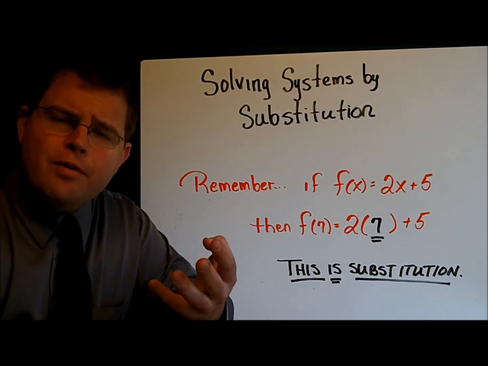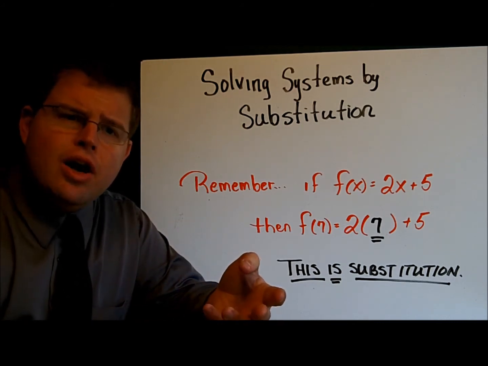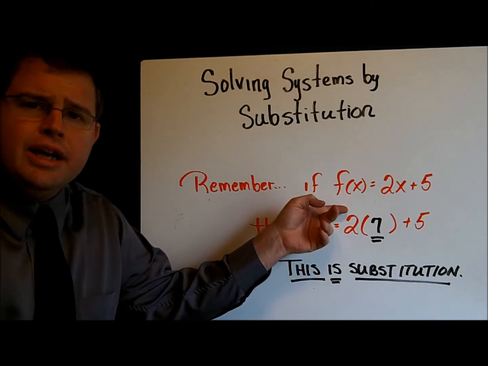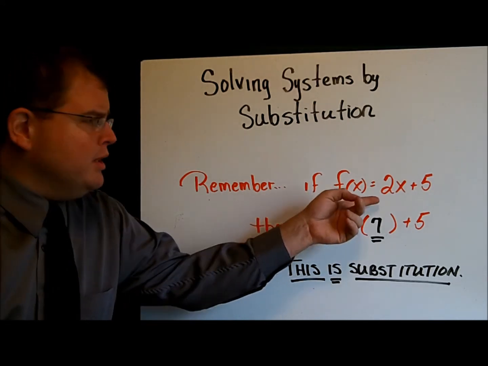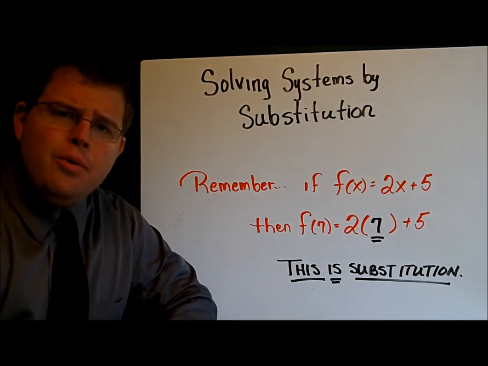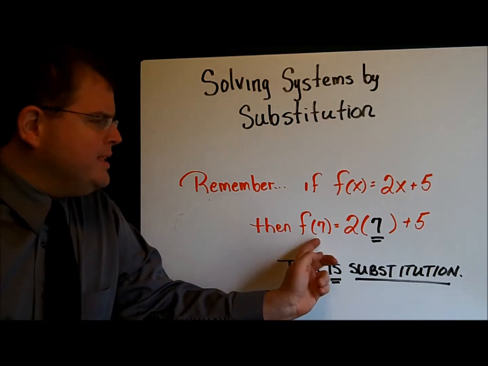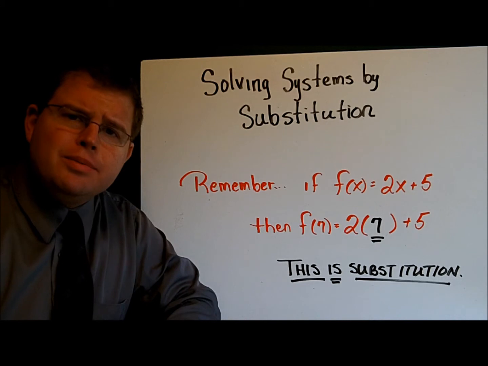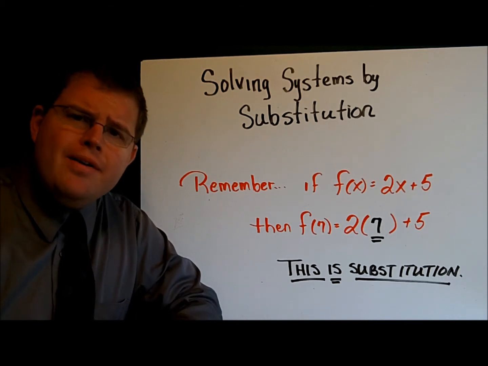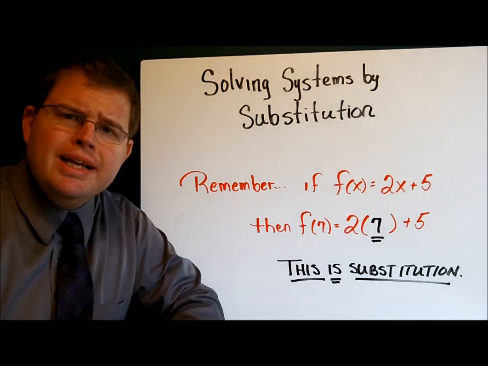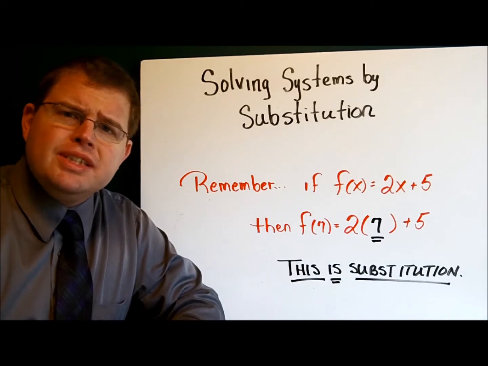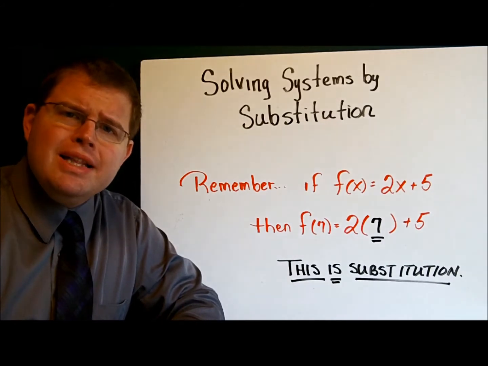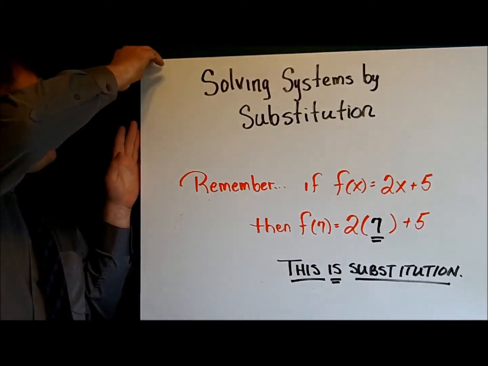You're actually very familiar with substitution because not long ago we studied function notation. And we said if f of x was 2x plus 5, in order to find f of 7, we simply plugged 7 in where we had x. That's known as substitution. We're taking away a variable and putting something in its place. Now let's take a look at our first example to see how we can apply this to systems of equations.